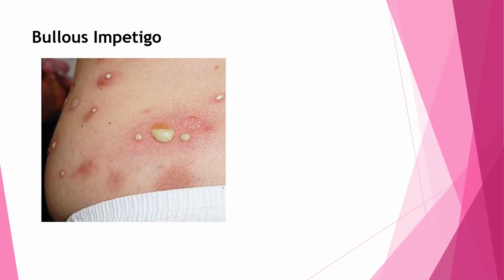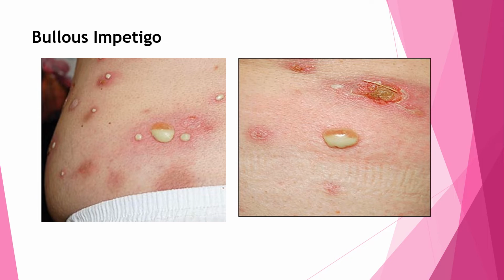This is an image of a child having bullous impetigo. It is a transparent bulla that easily ruptures and leaves a scar.